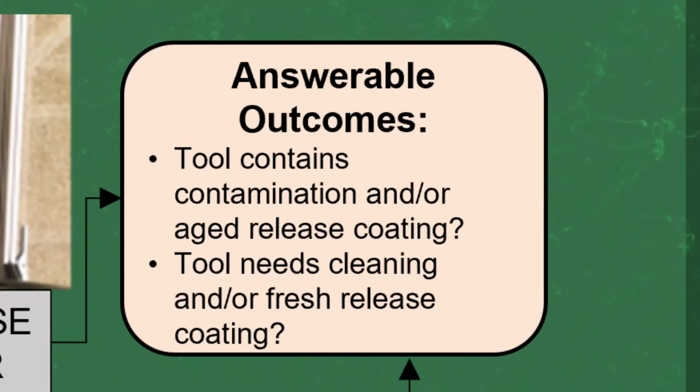With implementation into a robotic platform, this multifaceted inspection method is able to provide manufacturers with real-time information about whether or not a tool contains contamination and/or aged release coating, and if it needs cleaning or fresh application of release coating before further processing.